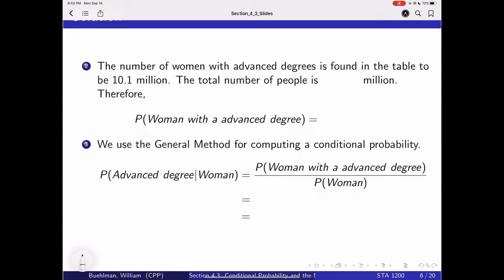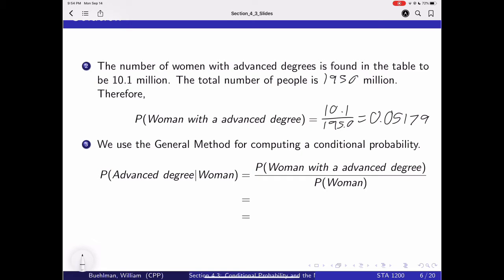For the second question, the number of women with an advanced degree is found from the table, and that's 10.1 million. The total number of people is, again, 195 million. So the probability that we choose a woman with an advanced degree is 10.1 divided by 195.0, which gives us 0.05179. That is the probability that a randomly selected person is a woman with an advanced degree.